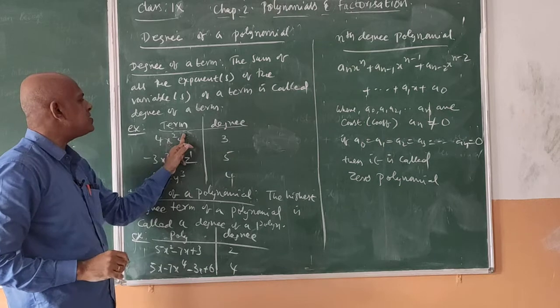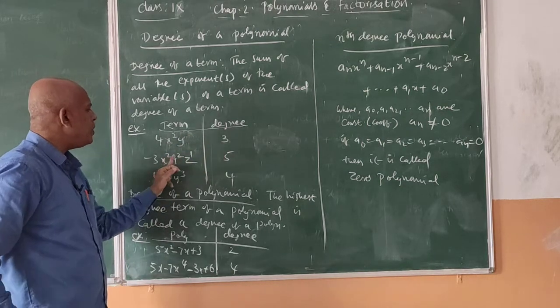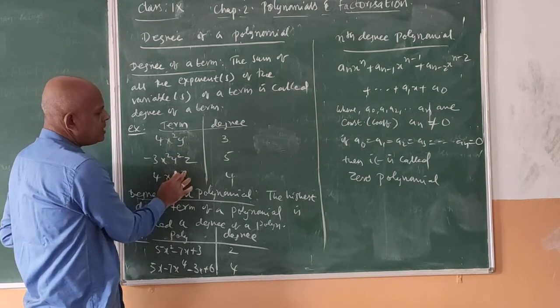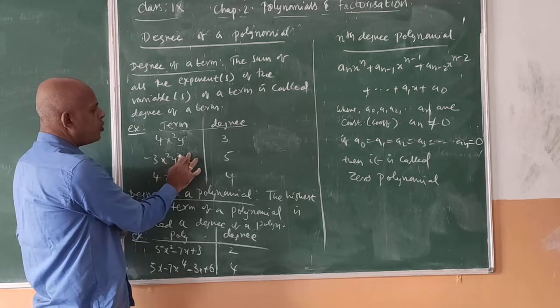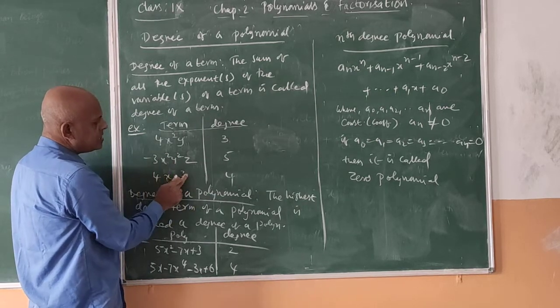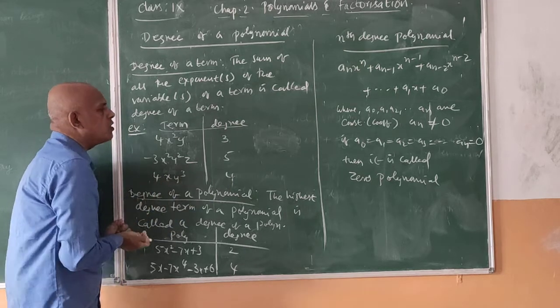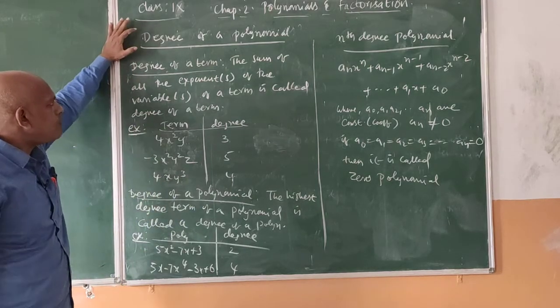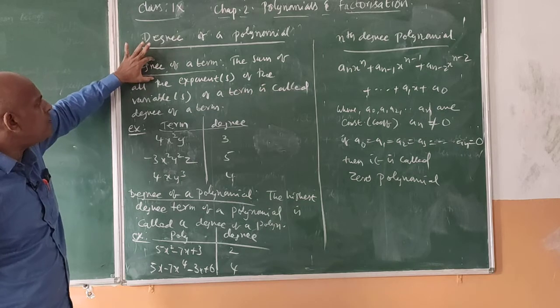Here we are adding 2 plus 1, 3. Degree is 3. 2 plus 2, 4. The z power z is what? Z power 1. 2 plus 2, 4. 4 plus 1, 5. Degree of this term is 5. Here nothing is what? 1. 1 plus 3, 4. The degree of this term is what? 4. So overall, the degree of the term is what?